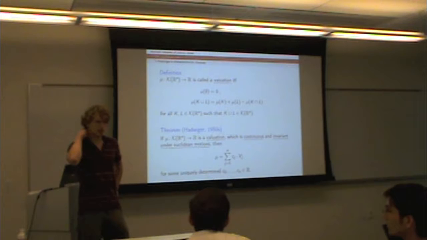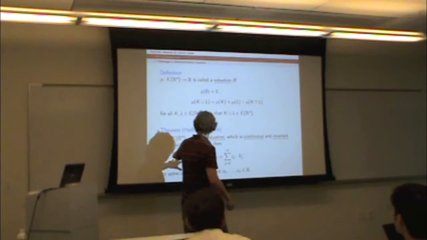Say again? What is a Euclidean motion? Well, a Euclidean motion is a translation and rotation.